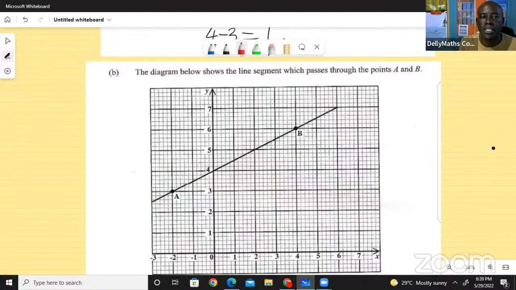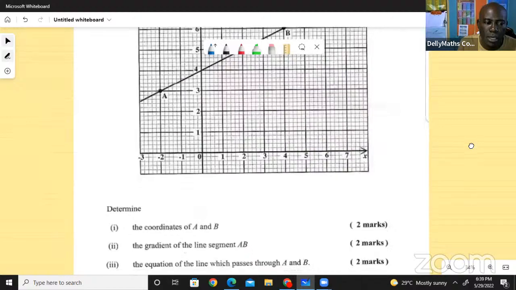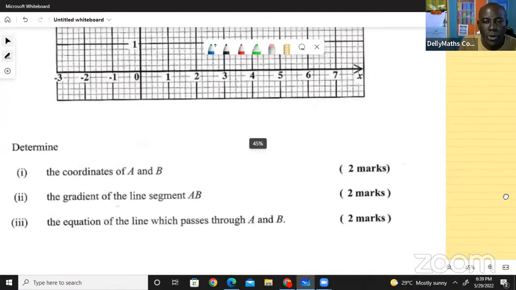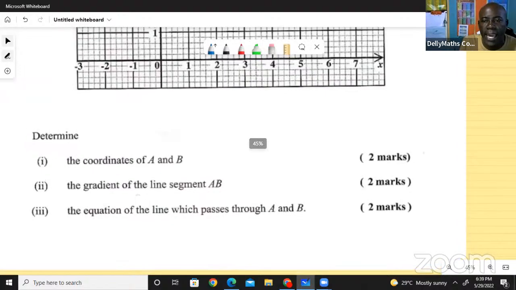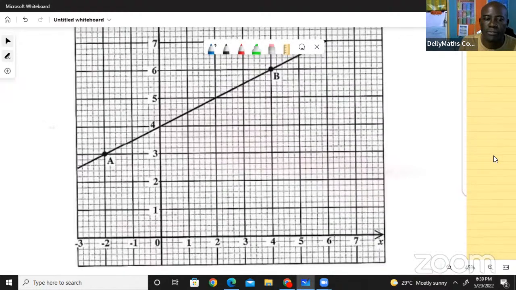All right, let's see what we're about to do. The question says, determine the coordinates of A and B. So we're just going to read off. For those of us who don't remember, we're reading from the X first. So look how the points line up.